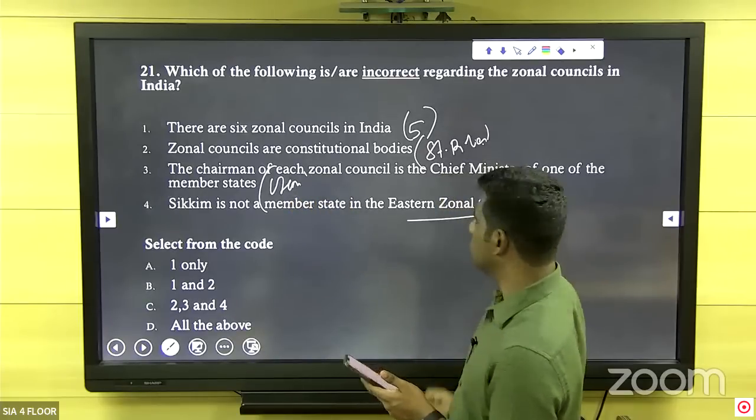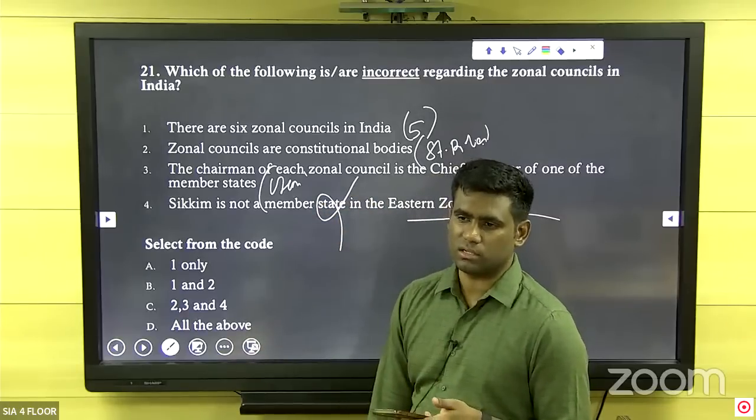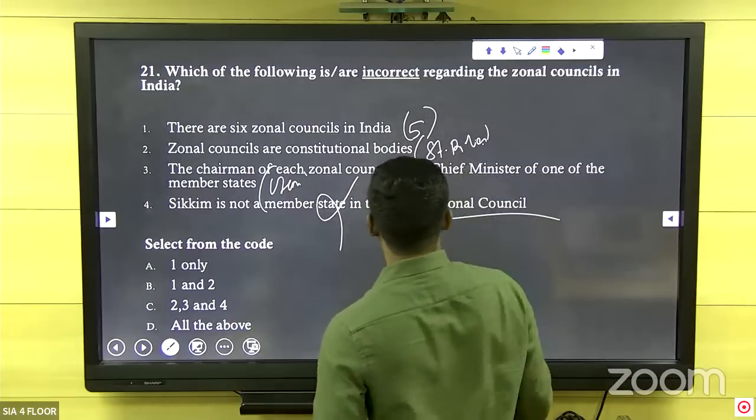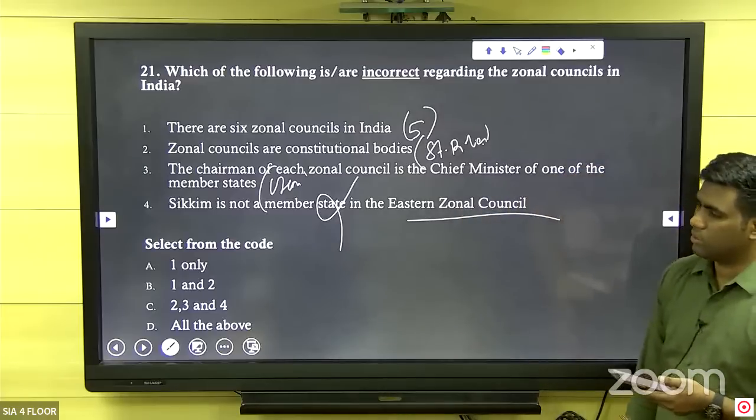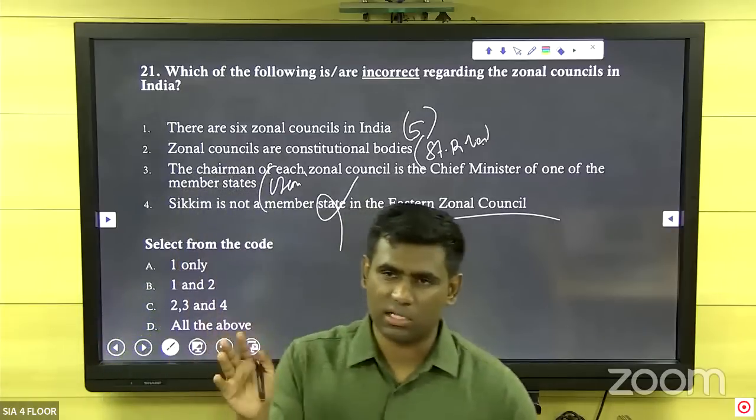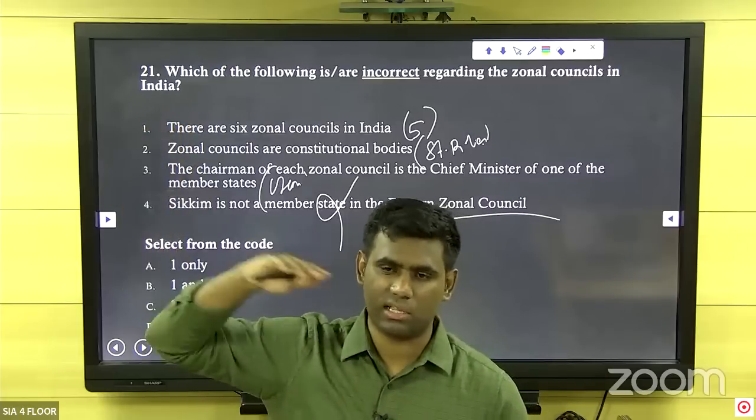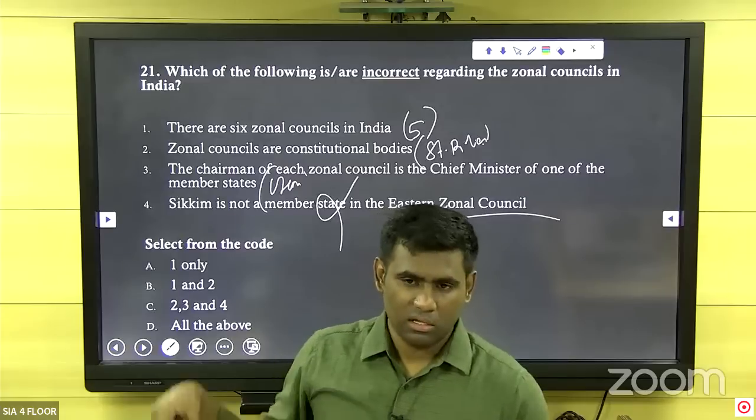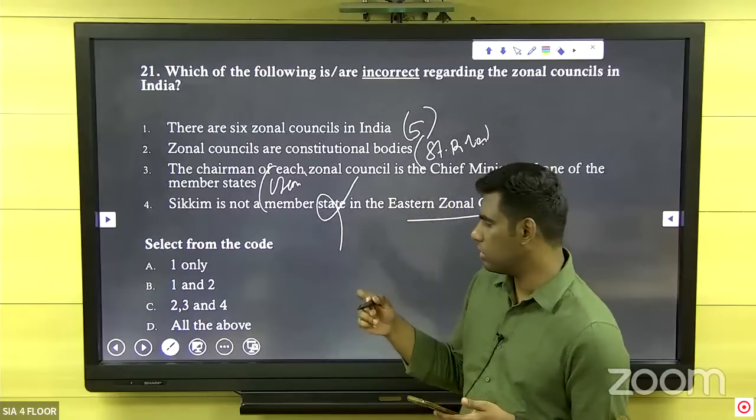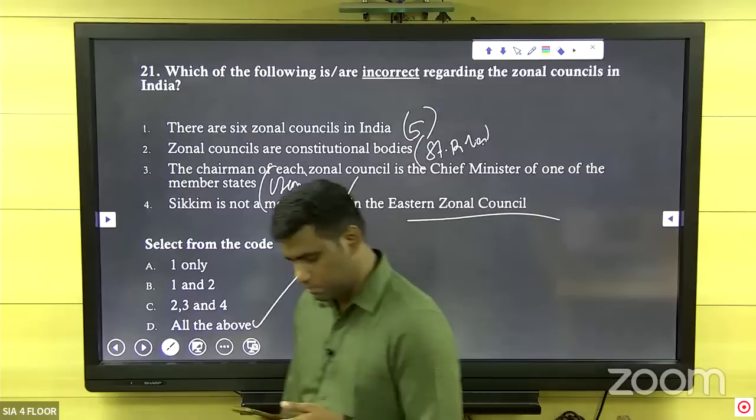Sikkim is not a member of the Eastern Zonal Council. Okay, this is also wrong. Sikkim is a member of Eastern Zonal Council. The meeting of the Eastern Zonal Council was recently concluded, so you can find it out. When I was browsing about it, many UPSC websites are giving wrong answers. Sikkim is not a part of Eastern Zonal Council. They treated Sikkim as a northeastern state and linked it with the Northeastern Council. When you go through government PIB, Sikkim is also a part of Eastern Zonal Council. Okay, so all the statements are wrong. So D, all the above, is the correct answer.